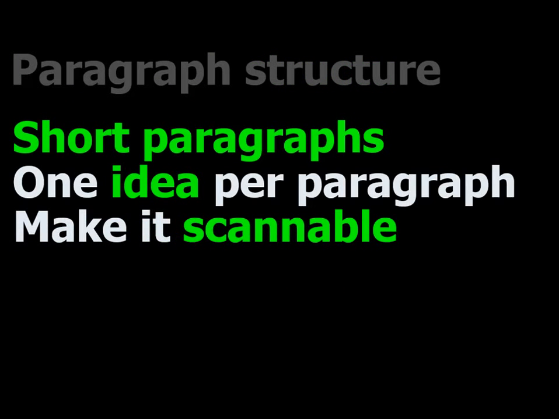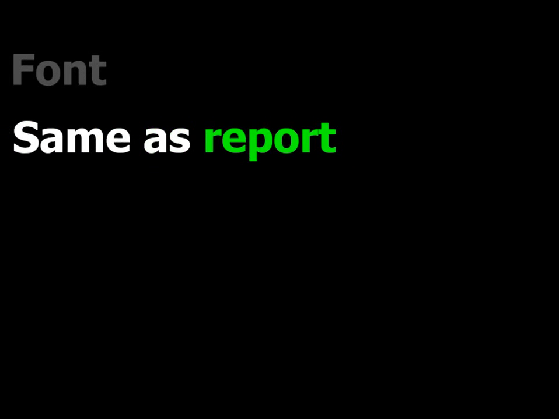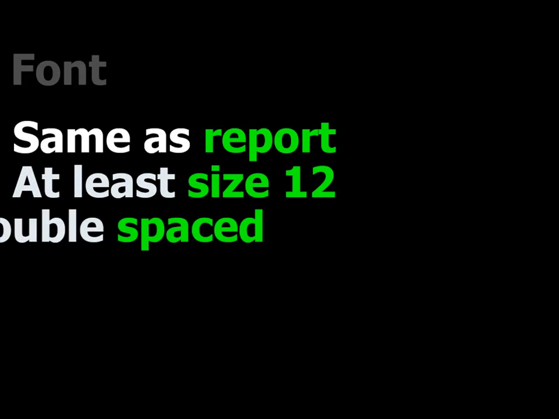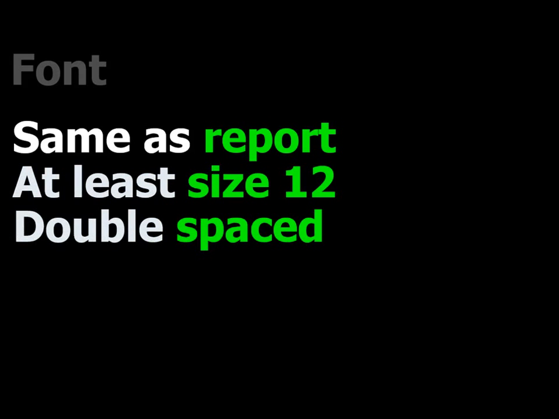Short paragraphs, one idea per paragraph, and make it scannable in the sense that they probably will not read it word for word the first time anyway. They'll scan through it. So write it to be scanned. In other words, use lots of headings, lots of bullet points, tables, and all of that helps the reader get into the document. As regards the font, I try to make the font at least size 12, use double spacing, and a lot of white space, so it's easy for the reader.